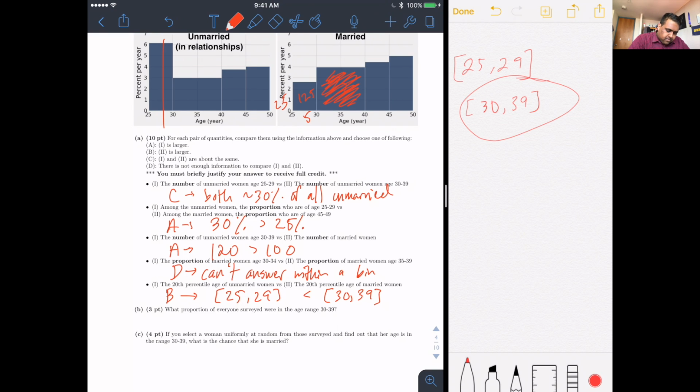And that's about it. Part B asks us, what proportion of everyone surveyed were in the age range 30 to 39?